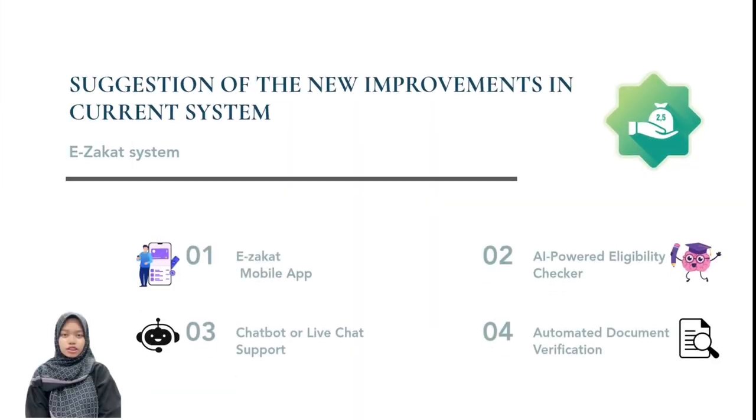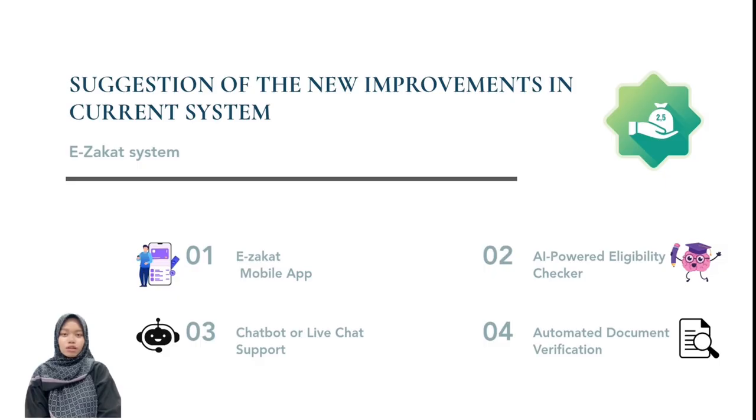Here are suggestions of new improvements to the current system to enhance the E-Zakat system. Firstly, an E-Zakat mobile app. Students can apply for zakat, upload documents, and check application status from their phone. Second, an AI-powered eligibility checker based on uploaded documents and income data. AI can suggest if the student qualifies or not before applying by filtering non-eligible cases early.